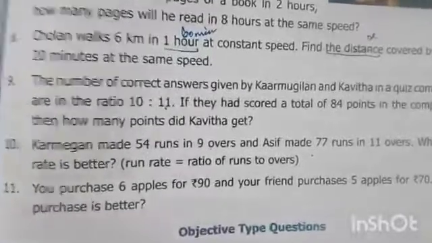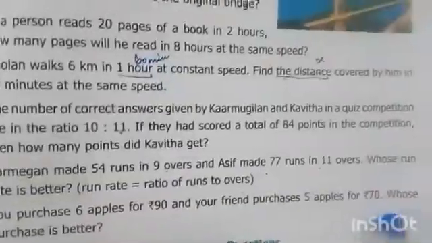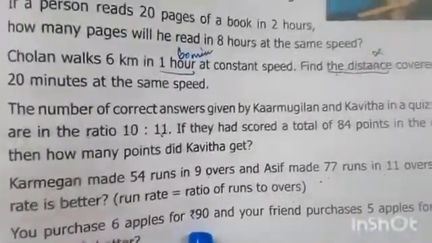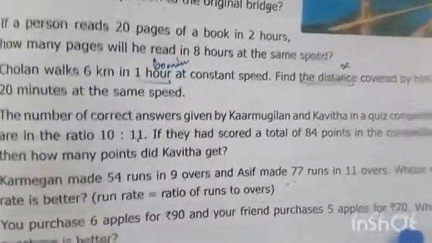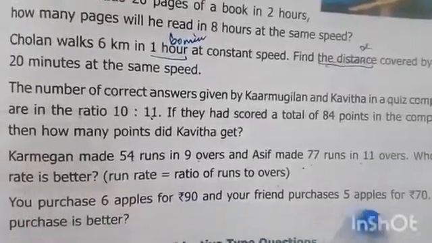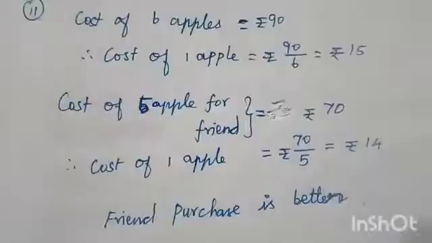Now 11th question. You purchase 6 apples for rupees 90 and your friend purchased 5 apples for rupees 70. Whose purchase is better? 6 apples is 90 rupees, 5 apples is 70 rupees. So we have to find which is best. First you have to find the cost of 1 apple.